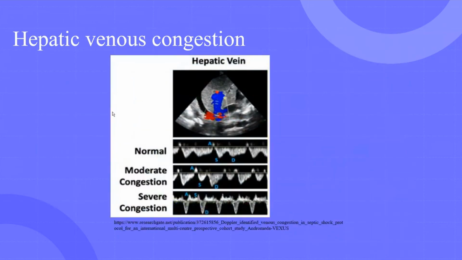So this is what a normal hepatic vein waveform looks like. You can see the four waves, A, S, V, D. Then for moderate congestion, you can see the S is smaller than D. And in the severe condition, you can see the S is reversed.